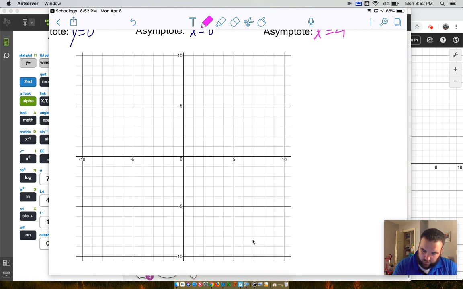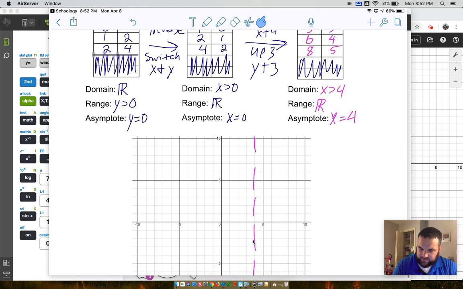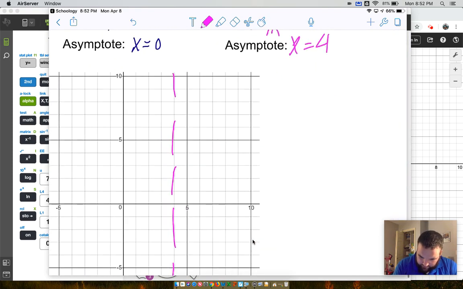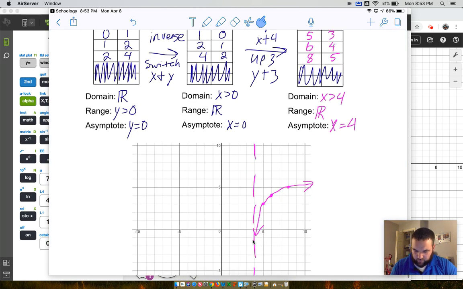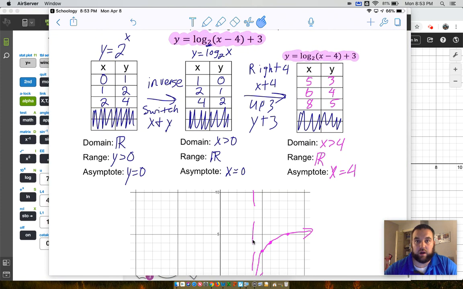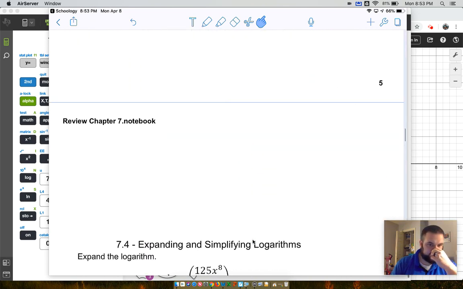So x equals 4 as a vertical line straight down. Okay. And then we've got 5 comma 3, 6 comma 4, and 8 comma 5. So that kind of gives us this upward sloping looking graph. Okay, so that's kind of where we went with the graphing logarithms, building it from the exponential inverse that we have. Okay, that was 7.3.